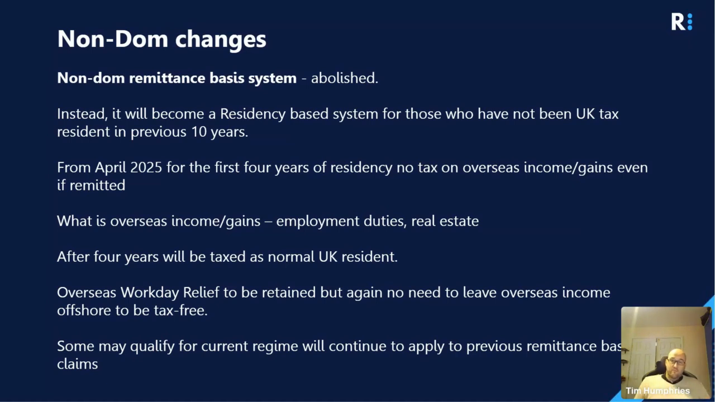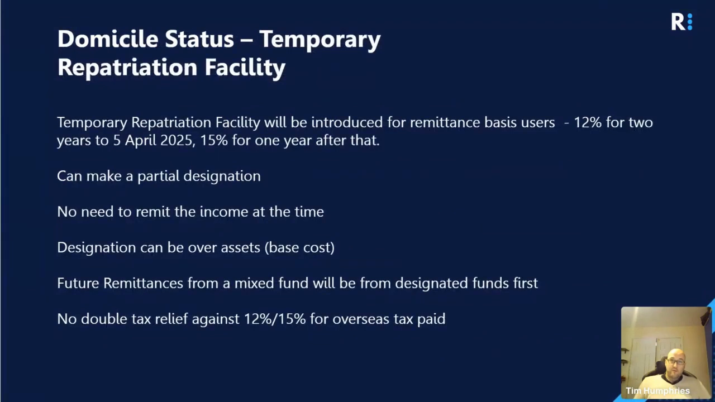So to take account of that, they've introduced what's called the temporary repatriation facility. After the 5th of April 2025, there is going to be the possibility to remit money to the UK, or have it deemed to be remitted to the UK, just paying a flat rate of 12% for the first 2 years and 15% for the third year. After that, any remittances will be taxed at the full income tax or capital gains tax rates.